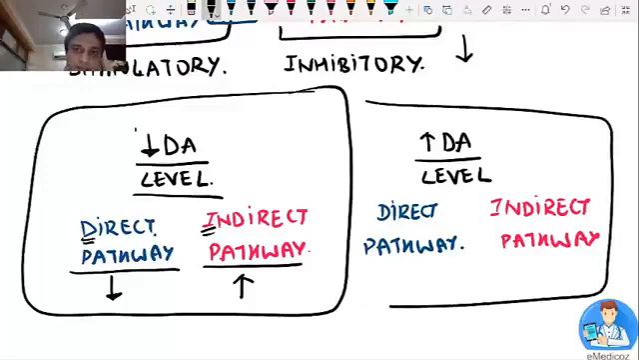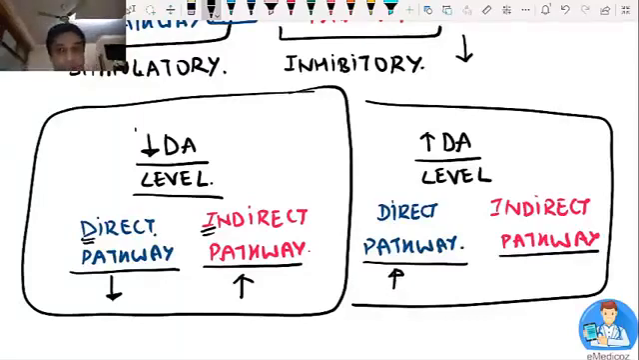On the other side, please tell me now, if the dopamine level goes up, which pathway is bound to go more in work? D or the I this time? If the dopamine level goes up, which pathway will work more? Obviously the direct pathway, because it is getting more stimulated by the D1, and the indirect pathway is getting more inhibited by the D2. Okay, right? Clear concepts.